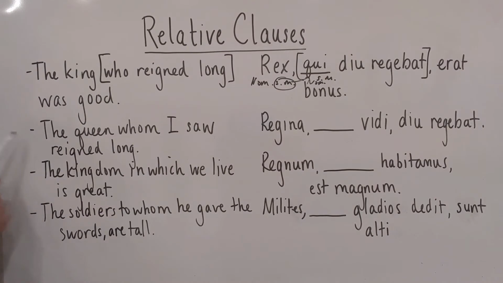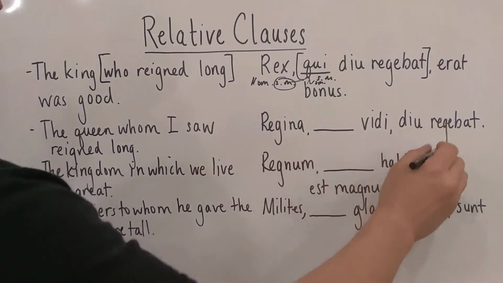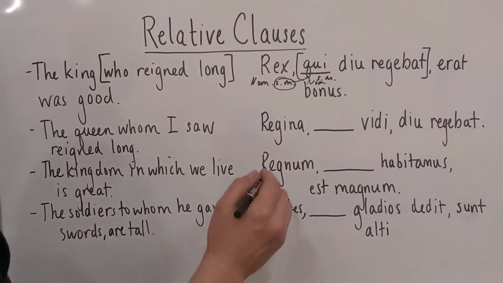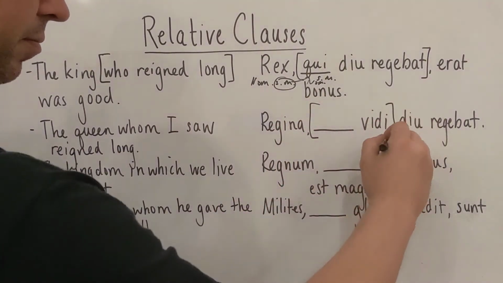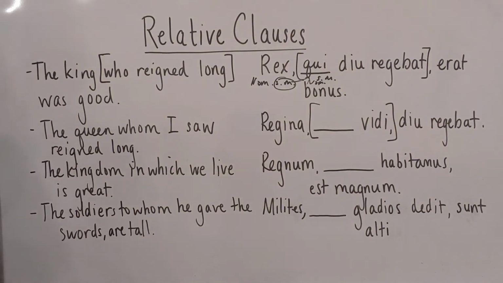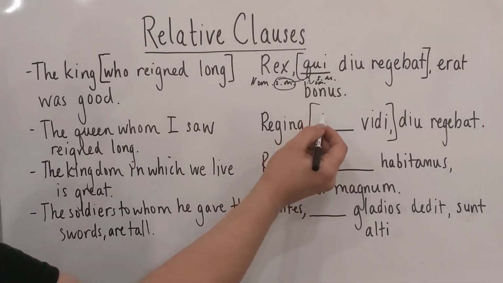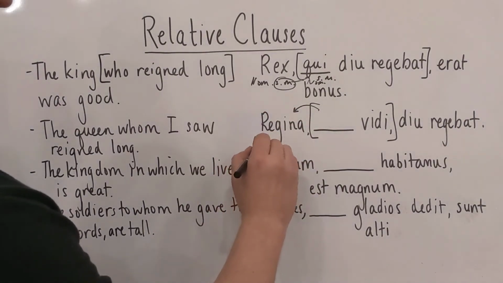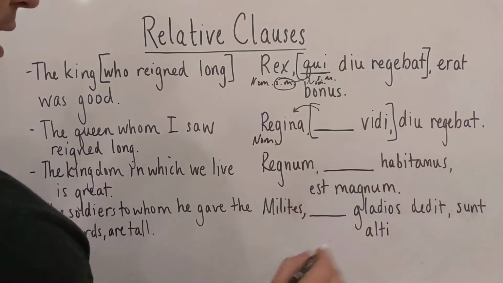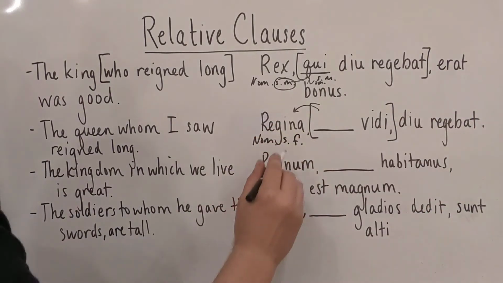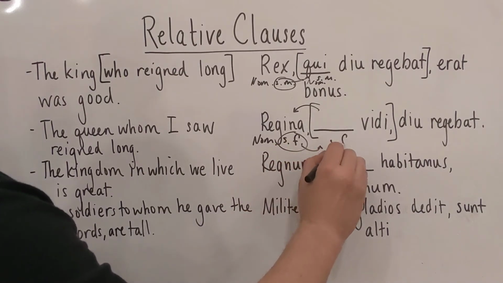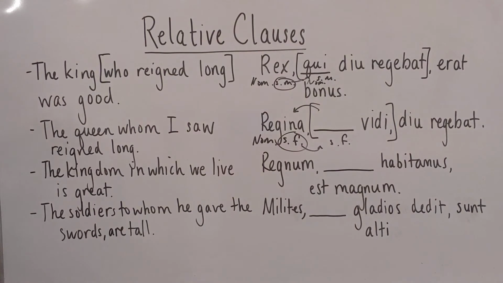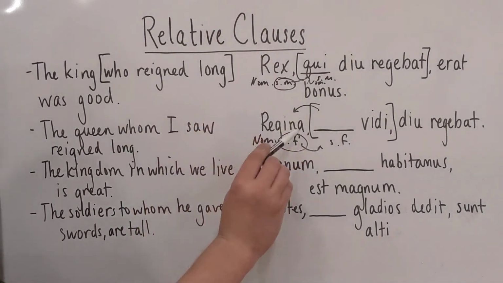So let's look at the second sentence. The queen whom I saw reigned long. So we have regina, blank, vidi, diu regebat. So once again, bracket your relative clause, blank vidi, identify where the relative pronoun will be, and the antecedent of the relative pronoun is regina. If regina is nominative, because she's the subject of the verb regebat, and she's singular and feminine, then the relative pronoun must be singular and feminine as well to agree with her. But she does not have to be nominative.